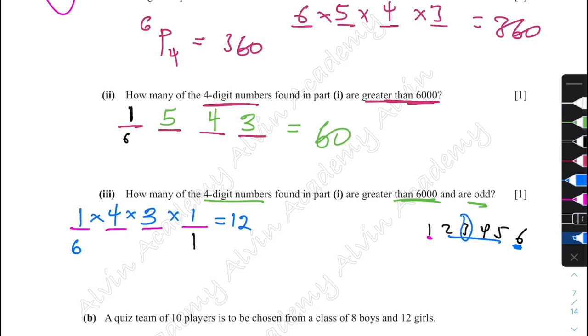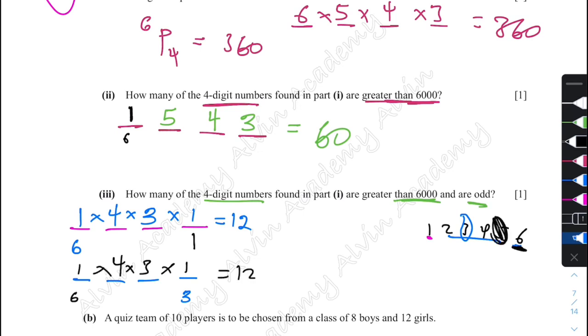Well, 3 is also an odd number. So you have 4 slots, and it is ending with 3. There's only one way to choose 3. It has to begin with 6, and there's only one way to do that, meaning it's left with 4 numbers. Any of the 4 and any of the 3 could fill these slots, giving you 12.